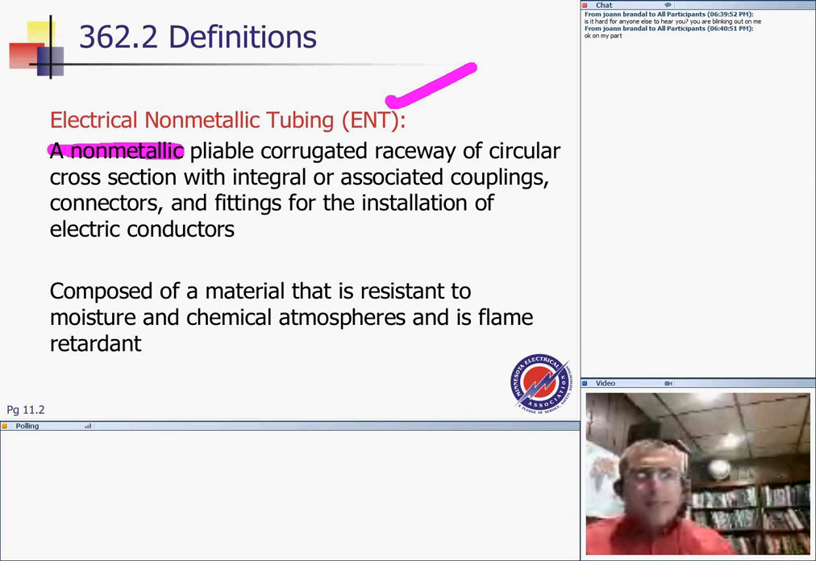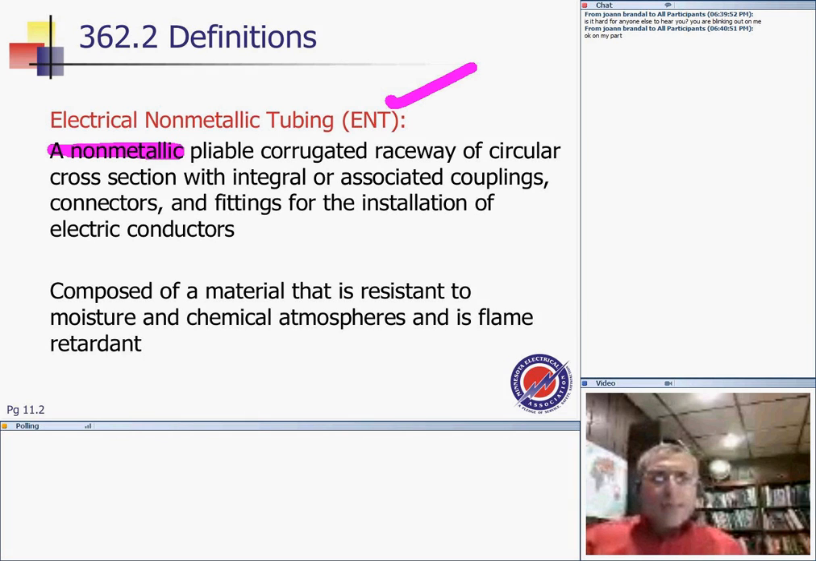Because in a plenum ceiling, you don't want to use anything that's not plenum rated. And for the most part, we use the EMT because if you have a fire, you don't want to contribute to the spread of the fire and the spread of the smoke.